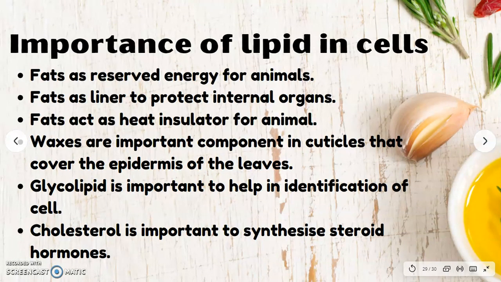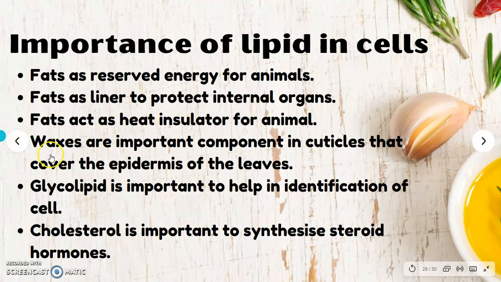Okay, let's go to the importance of lipids in cells. Fats are important as a reserve energy for animals. Fats also act as a liner to protect internal organs. Fats act as heat insulators for animals. As we all know, our skin has adipose tissue that consists of fat. It can insulate our body.